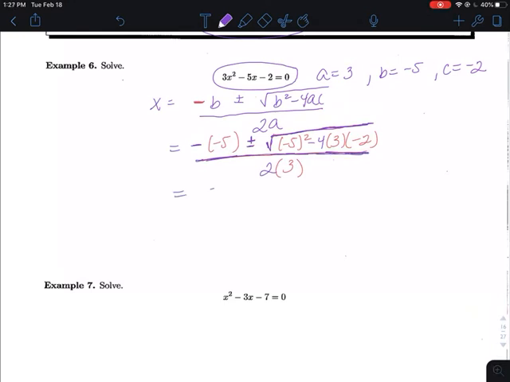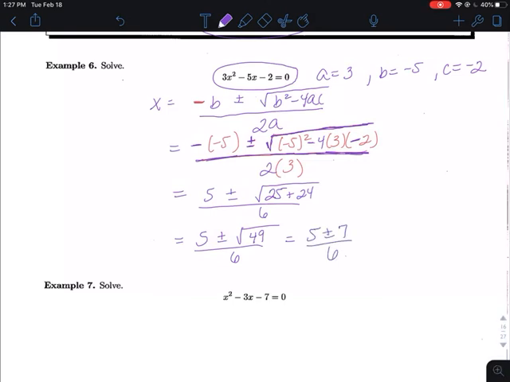So simplifying this becomes +5 plus or minus the square root of 25 minus 4 times 3 times -2. With 2 negatives becomes a positive. 4 times 3 is 12, and 12 times 2 is 24, all over 6. So this is 5 plus or minus the square root of 49 over 6, which becomes 5 plus or minus the square root of 49 is 7 over 6.